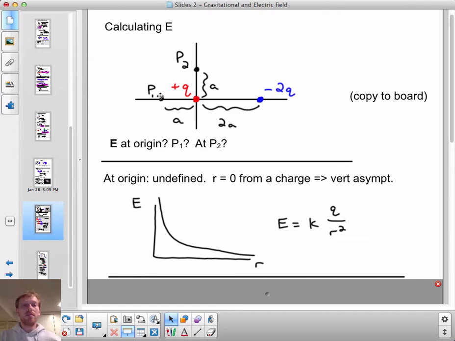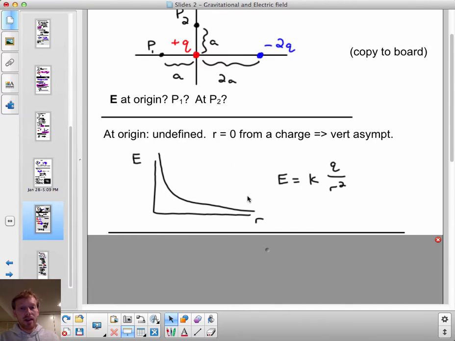But we can figure out the magnitude and direction of the electric field at point P1. Let's do that, and let's do it by thinking about an electric field diagram.